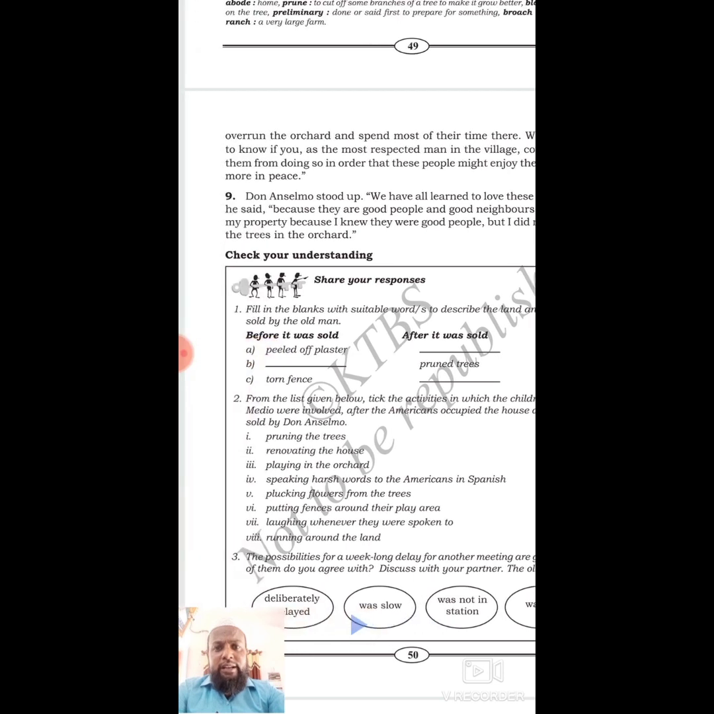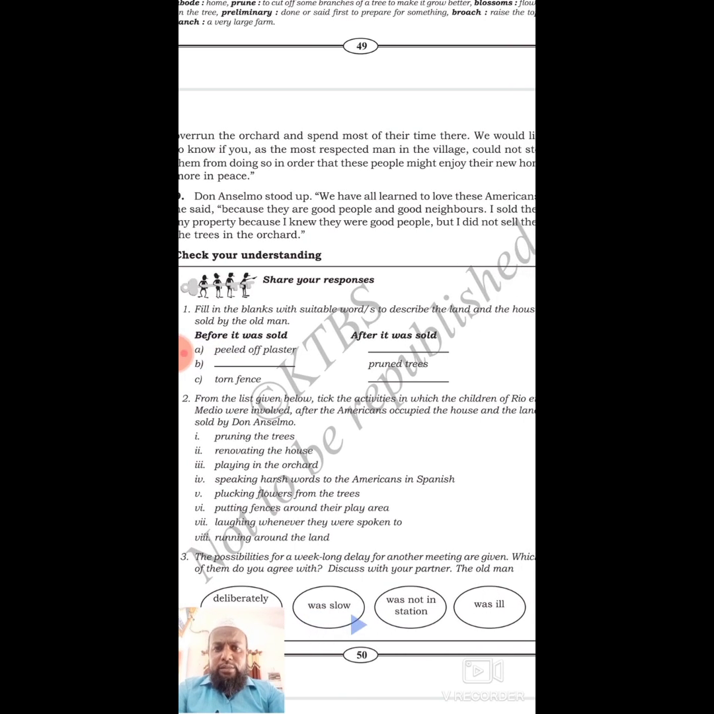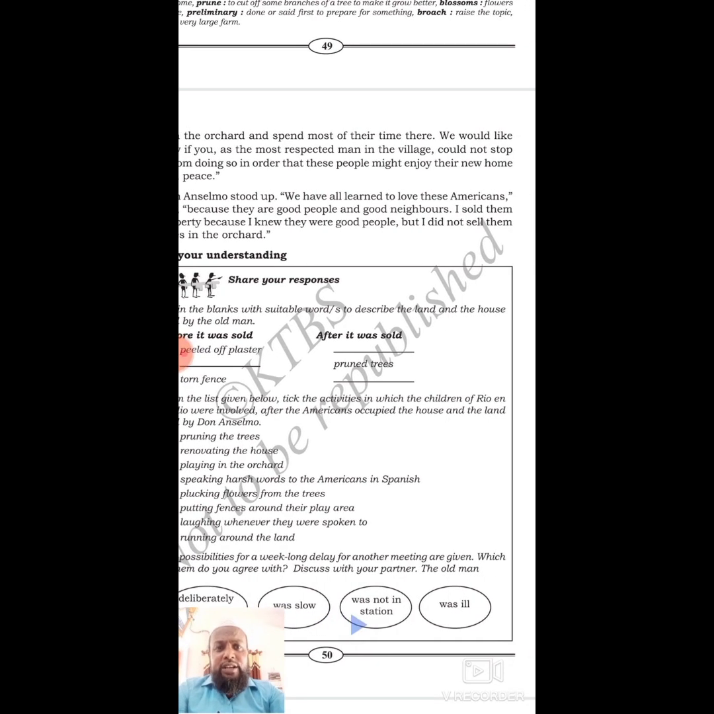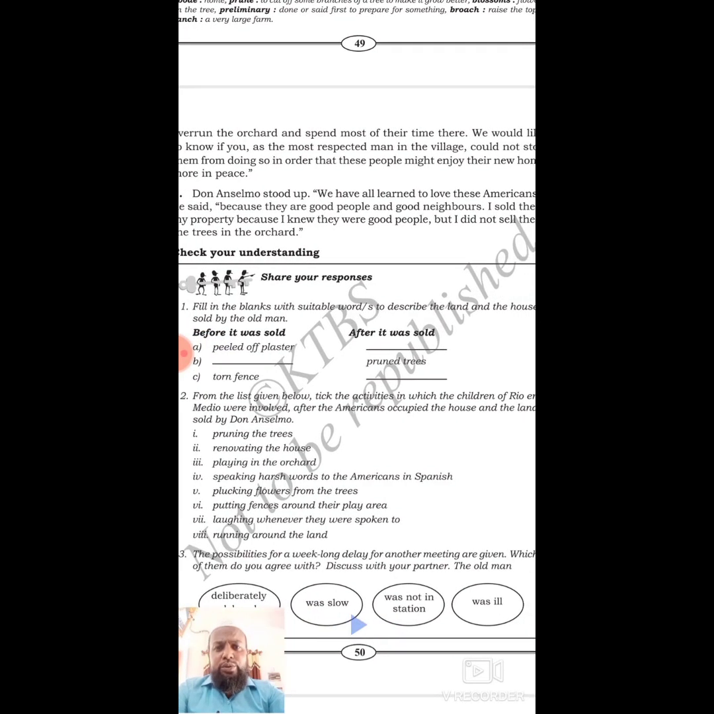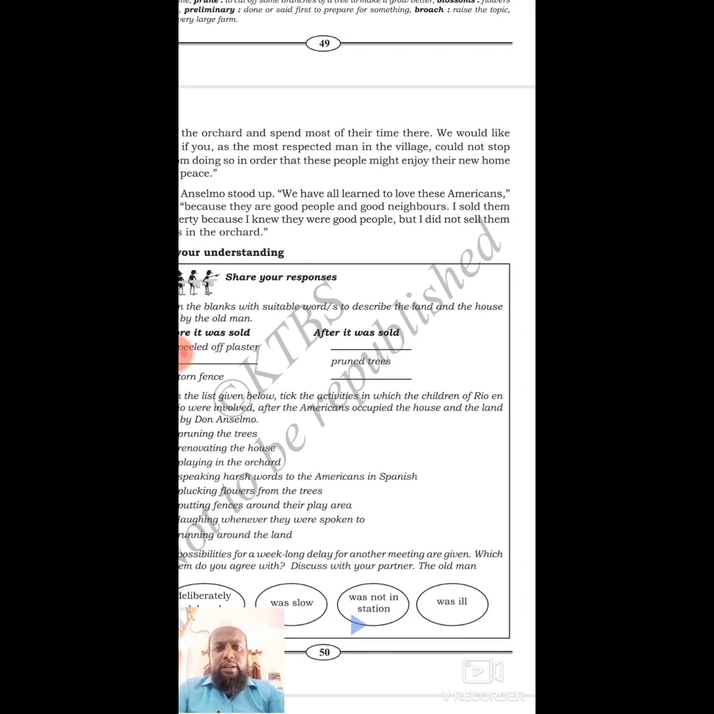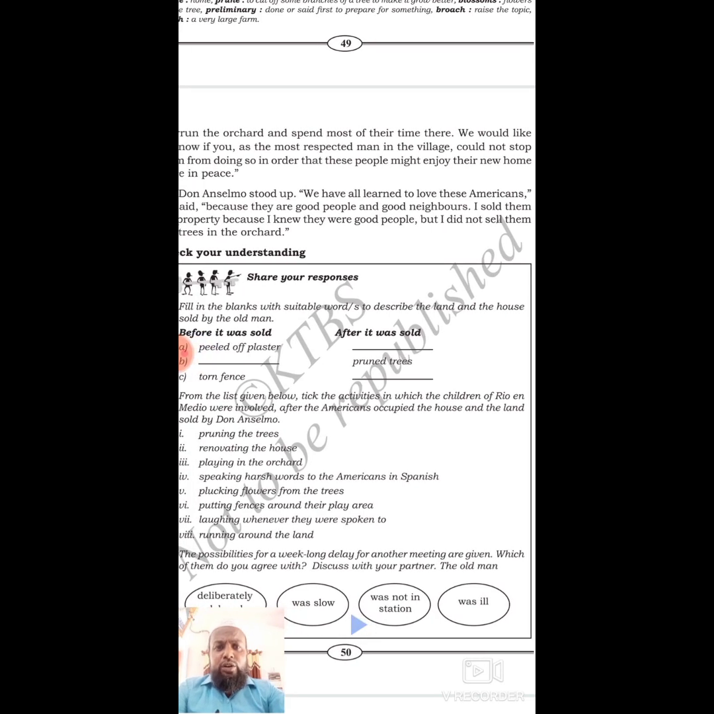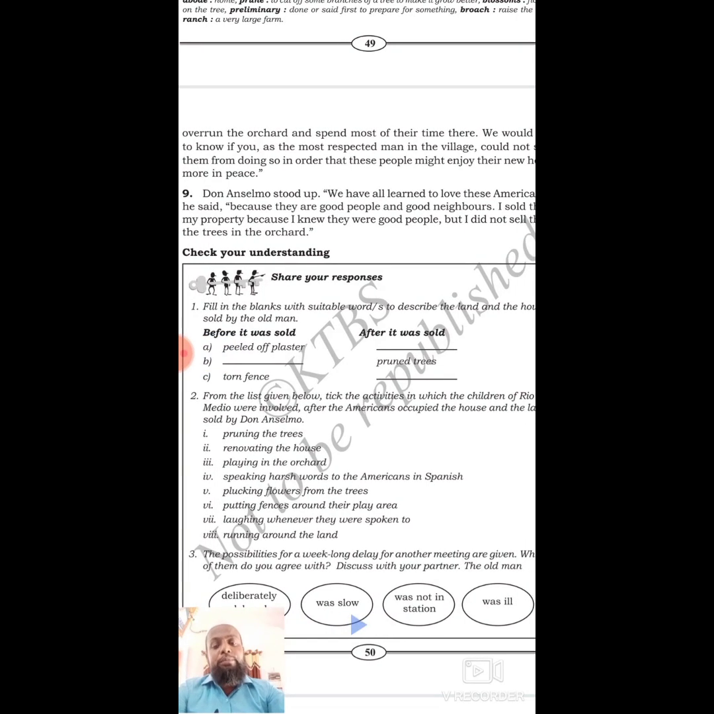He would like to know if you, as the most respected man in the village, could not stop them from doing so, in order that these people might enjoy their new home more in peace. So actually, they want to enjoy their property in peace. For that reason, let them live in peace.